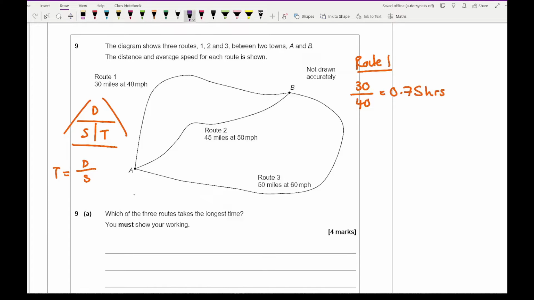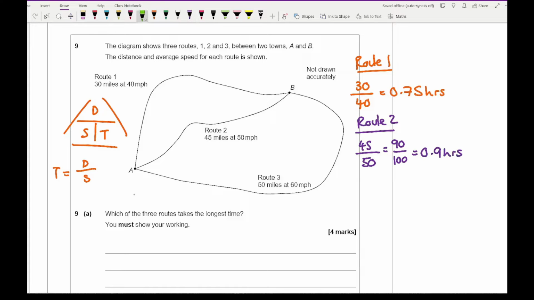Then for route 2, we've got the distance being 45 and the speed being 50. So it's going to be 45 over 50, which is 90 over 100, and that's going to be 0.9 hours.